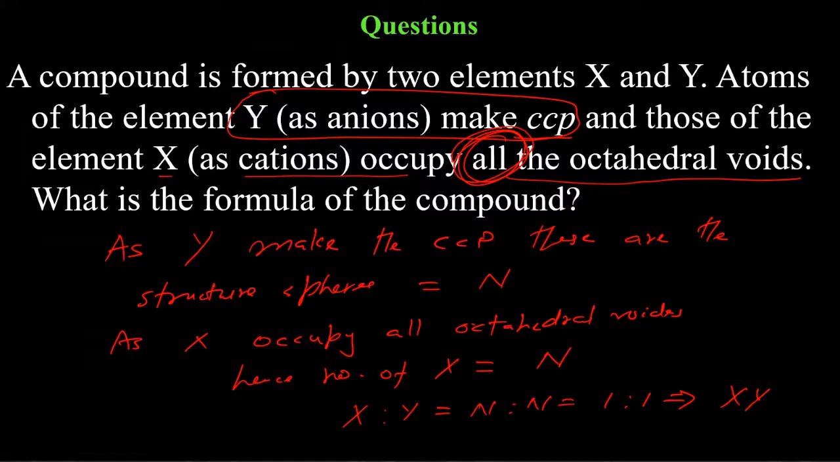Yes, correct. You got it correct. Why Y forms the structure: they are the atoms, spheres. All are atoms anyway here, so they form the structure. Y forms the structure, X are the cations. These are in the voids, but octahedral voids will be the same number as the number of spheres. So both will be N.